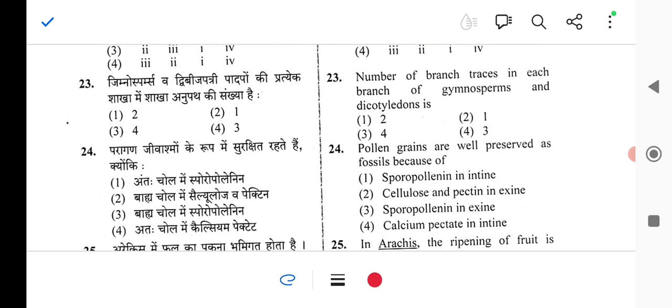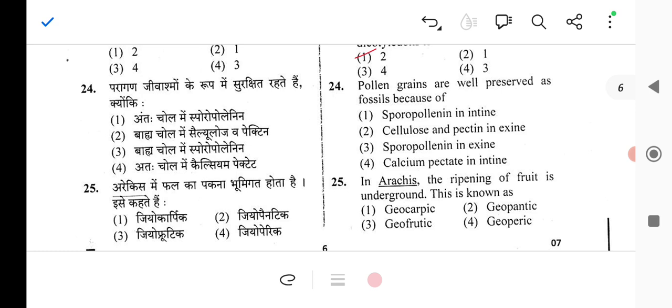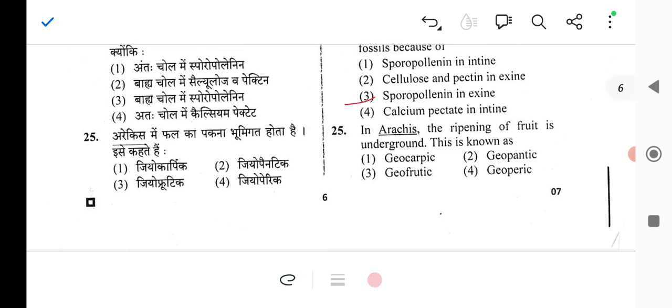Next question: number of branch traces in each branch of gymnosperms and dicots is 2. Next: pollen grains are well preserved as fossils because of sporopollenin in the exine, the most resistant substance on earth. Next: the ripening of fruit underground is known as, when it is fruit, carpic.